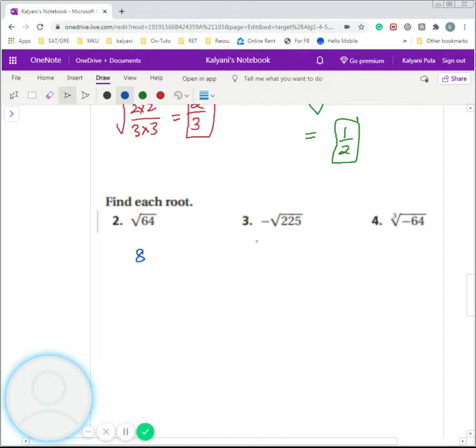Okay, next one. Number 3, Javi? I got negative 15, but I'm not sure. Okay, so the square root of 225 is 15, but the negative is in front, so it's a negative 15. That's good. Yeah, that is correct.